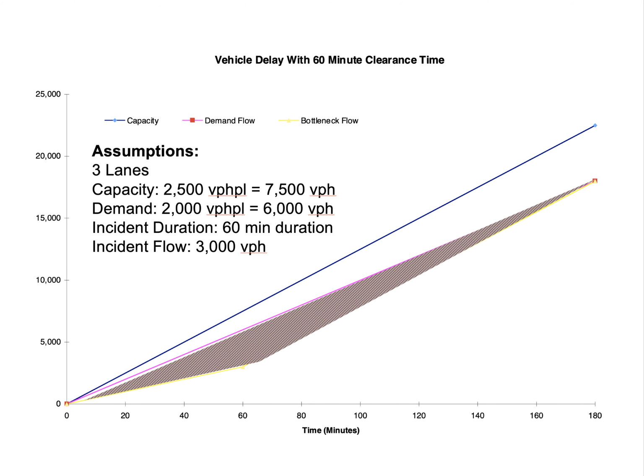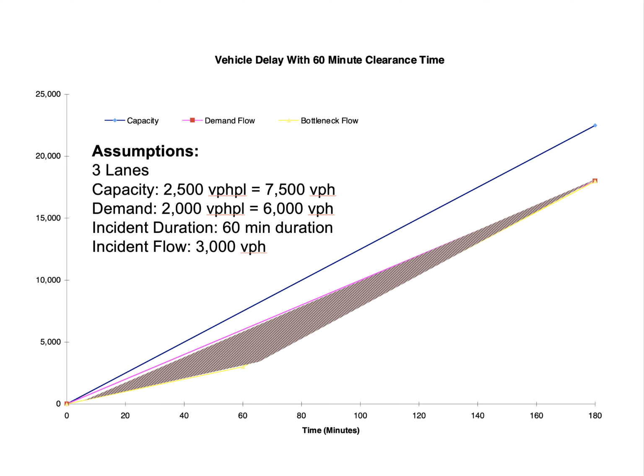So here is a similar situation. The demand flow is the pink line. The incident flow is the yellow line. In this case, let's assume we have a 3-lane freeway. Each freeway lane has a capacity of 2,500 vehicles per hour per lane. So the total capacity of this freeway is 7,500 vehicles per hour.